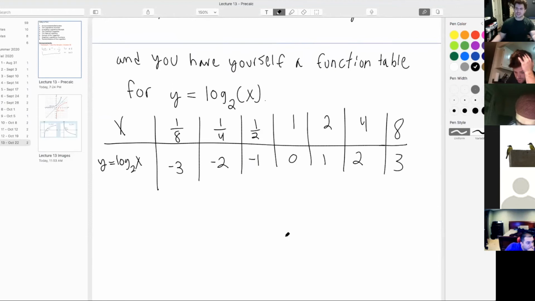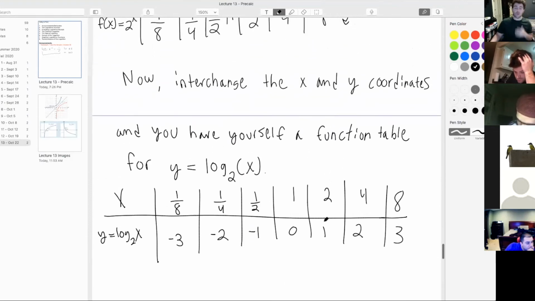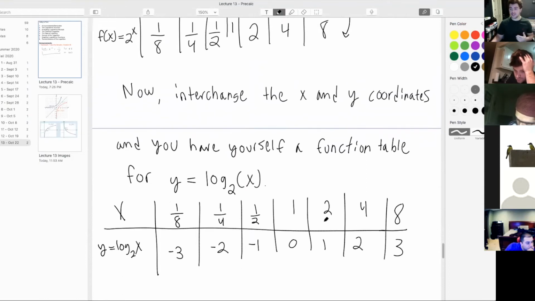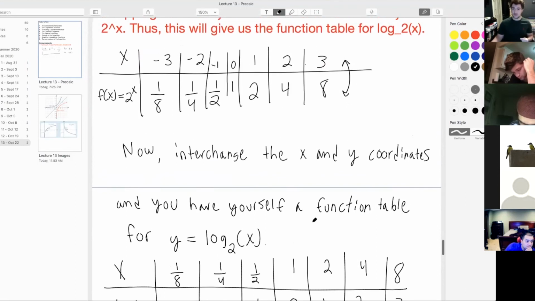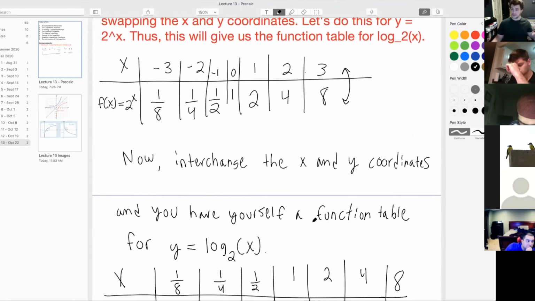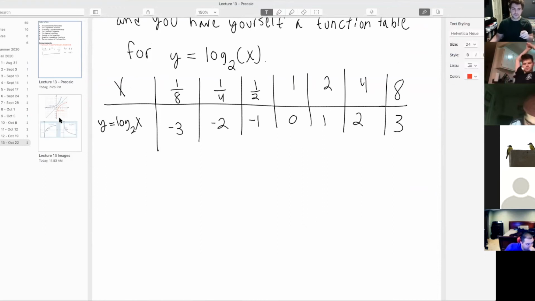Any questions on how I obtained the function table and why it's a function table for log base 2? It is a function table for log base 2 because log base 2 is actually the inverse function to 2 to the x, which we're going to show next class. We're just going to take that on faith right now. I have a picture of this graph, and that's what I'll show you now.